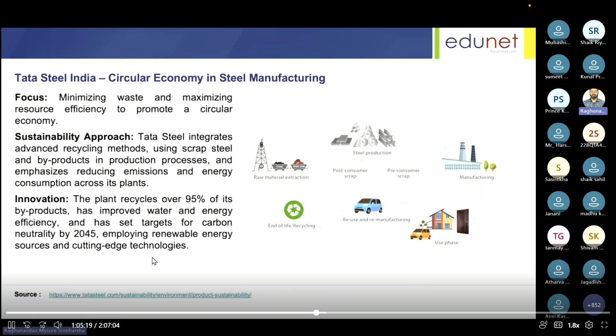Now comes the examples. You might ask me, sir, what are the things that have happened? You keep on telling us. So this is one thing: sustainability in mechanical engineering. Like I can say Tata Steel, India, right? It is using circular economy in steel manufacturing. So what is this, and how exactly is this going to work?